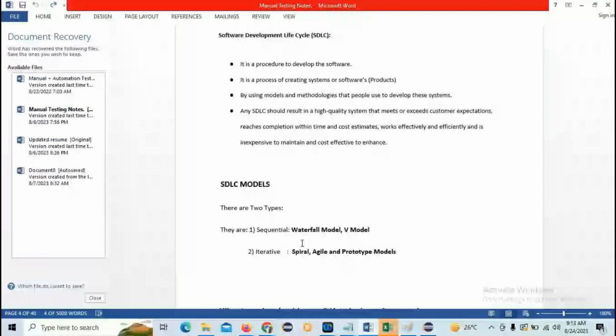Before yesterday, we discussed what is meant by software development lifecycle, what SDLC models are available in the market, and how many types of models there are. Out of them, we have two: the first is sequential and the second is iterative, right? In sequential, we discussed the waterfall model and V model. In today's session, we are going to discuss iterative models, spiral and agile models.